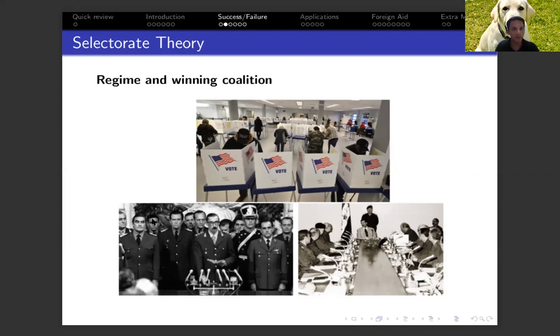Similarly, this is the leadership of the military junta in Argentina in the second half of the 20th century. So that's the idea behind the winning coalition, the difference between a democracy and a non-democracy. In non-democracy, the winning coalition is actually very, very small, whether it is the party, the military leadership, or members of the dictator's family. It's a very small winning coalition.